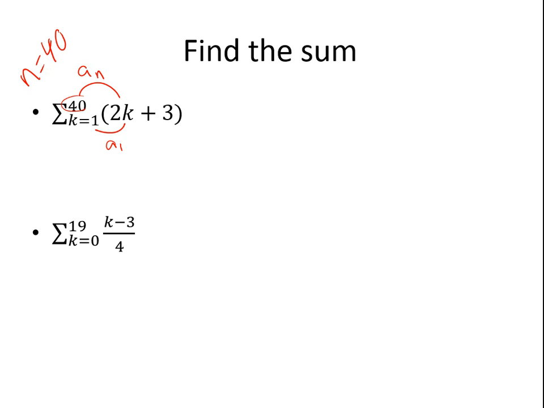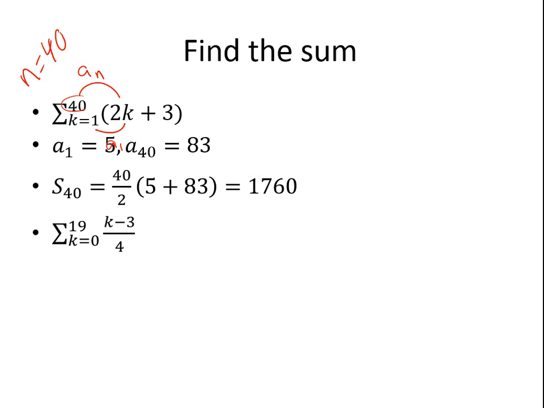So take a second to find the sum of this first one and the second one. Okay, so with the first one, hopefully you found that your first term was 5, your last term was 83, and we plug it into our formula with n being 40, and we get 1760.